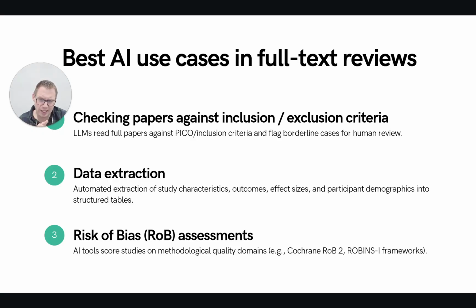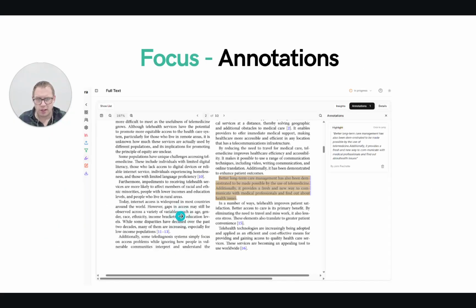And then finally, as I mentioned, yes, risk of bias assessments. Having AI tools actually score studies on methodological quality domains, I might say, coming up with some qualitative insights again about the backgrounds of the studies, the motivations for the studies. I do think that's a good use case, assuming, yet again, humans are making the final analysis and decisions and checks. So I think that's key.